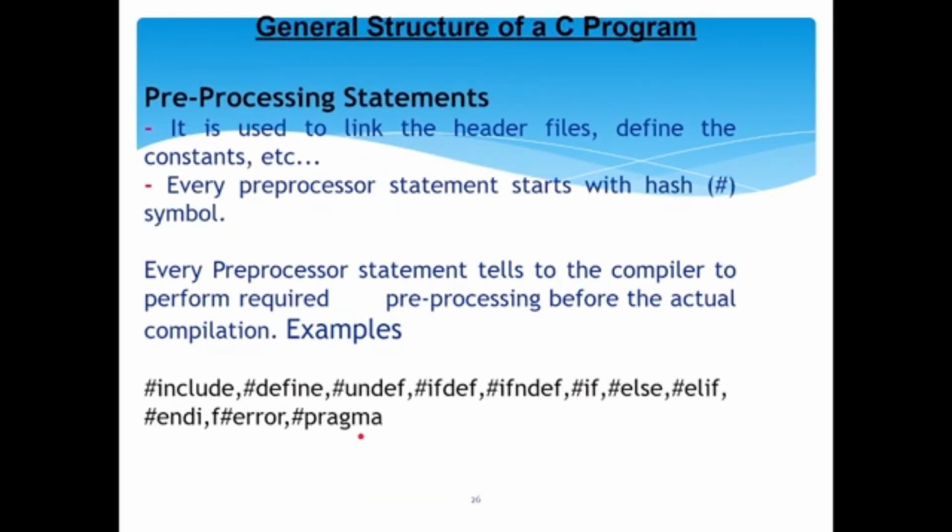General structure of a C program, let us look at it more. Pre-processing statements are used to link the header files, define constants, etc. Every pre-processing statement starts with a hash. Remember, every pre-processing statement starts with a hash, and it tells the compiler to perform the required pre-processing before the actual compilation.